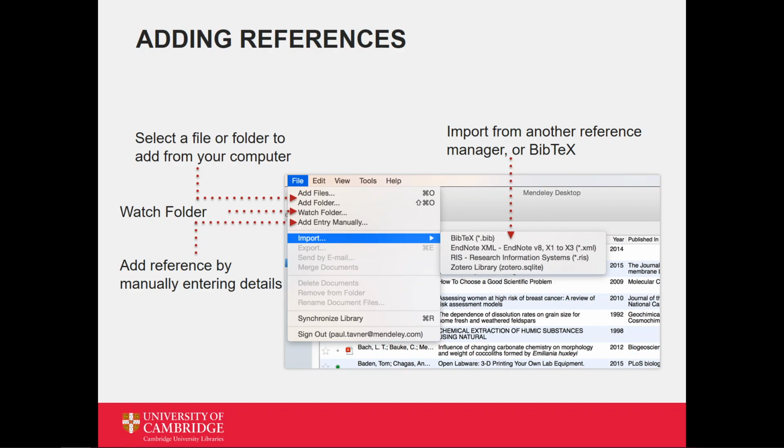Mendeley offers a number of options for adding material to your library. You can find these by opening the File menu. You can choose to add individual files, or the contents of an entire folder by browsing to the relevant location on your computer. You can opt to watch a folder, which will mean that Mendeley monitors the location for any new items being dropped into the folder. If it finds one, the document will be automatically added to your Mendeley library. You can also easily import a library from other reference managers, and you have the option to create a reference manually.